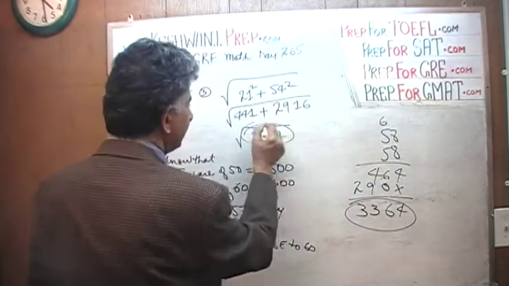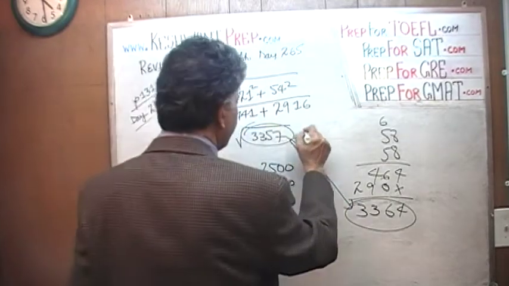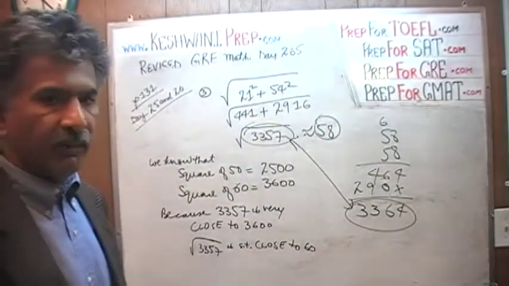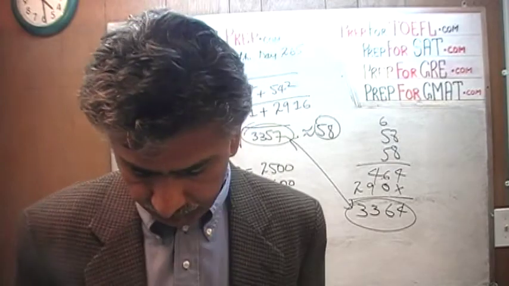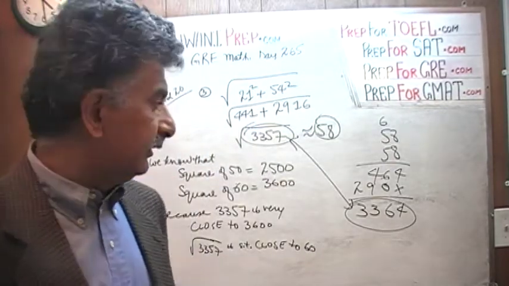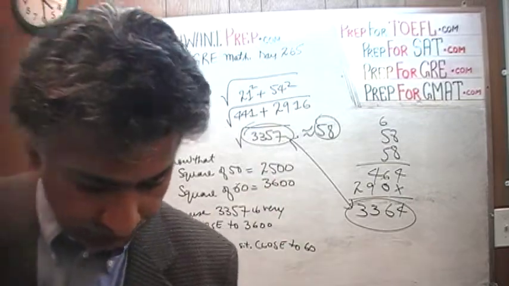And here we have 3357. That's pretty close. That's pretty damn close. And therefore we can say that this is approximately 58. That's it, we're done. The correct answer, whatever it is, is going to be very close to 58, because 58 times 58 we just found out is 3364, and this is 3357. It's pretty close. That's it, we're done.